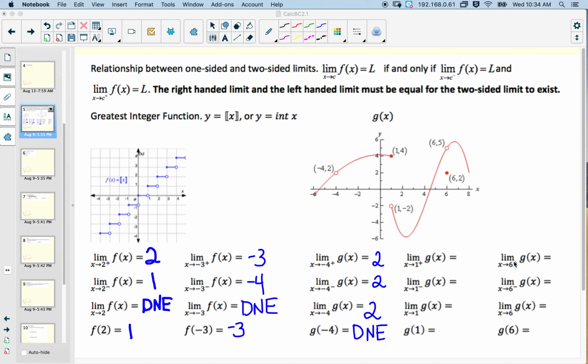So go ahead and solve these two, hit pause, and then we'll come back and take a look at the answers.